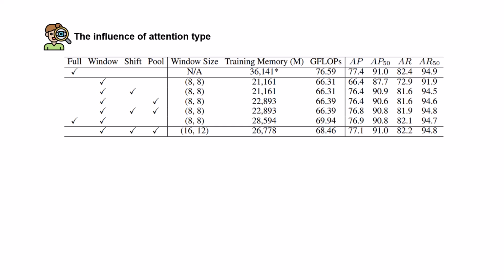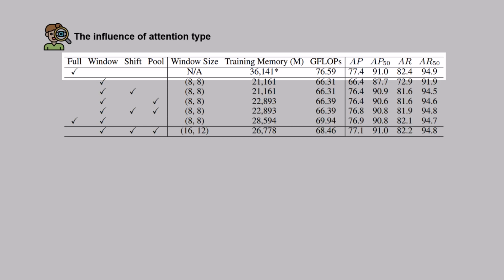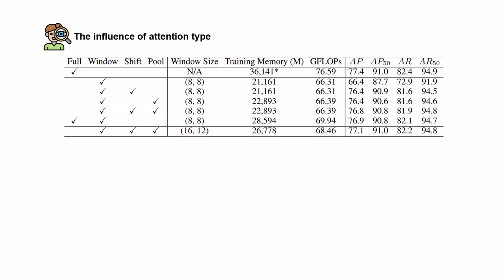So even though they are trying A100, this star means that instead of floating point 32, they are using floating point 16-bit to store them. And by using 8 by 8 patch size, they are getting average precision of 77.4. So now they are interested in decreasing the amount of GPU memory and having similar average precision.